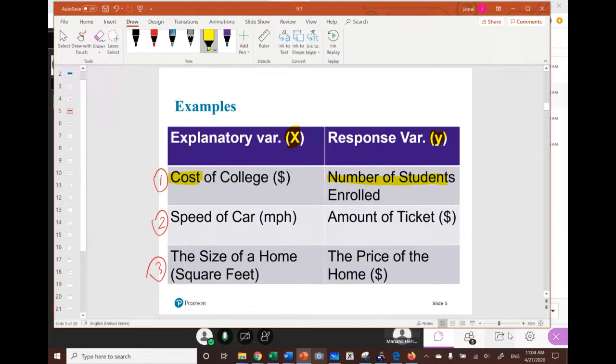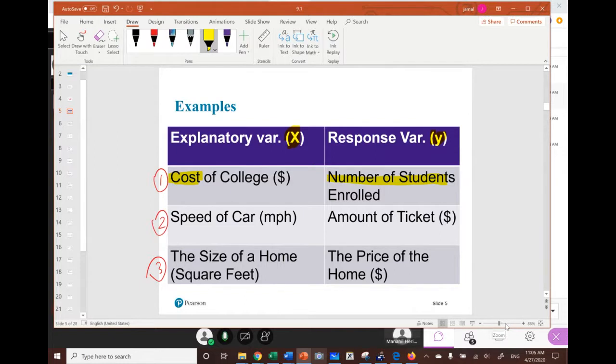So yes, we think there is a relationship between cost and the number of students. For example, if your college decides tomorrow to make the tuition $1,000 a credit hour, so if you're taking 15 hours, it's going to cost you $15,000. How many students will afford to go there?